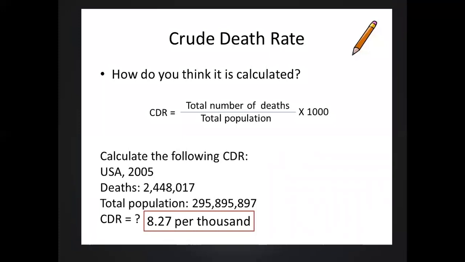Now, crude death rate, dear cadets. What is crude death rate? Crude death rate equals the total number of deaths divided by the total population, multiplied by 1,000. Here, the deaths are given and the total population is given, so we can easily calculate the crude death rate.